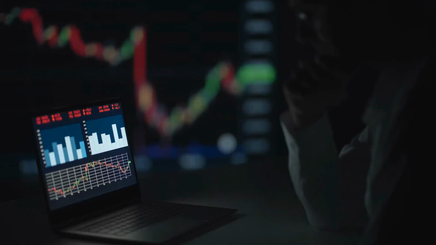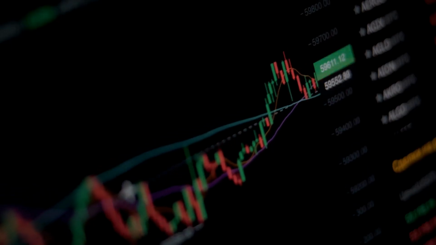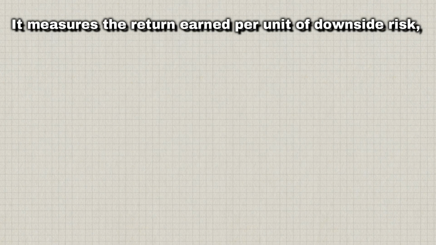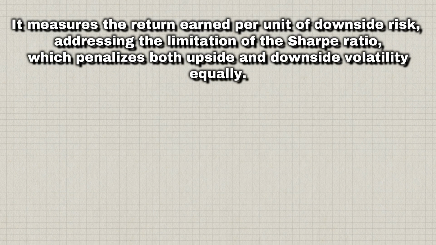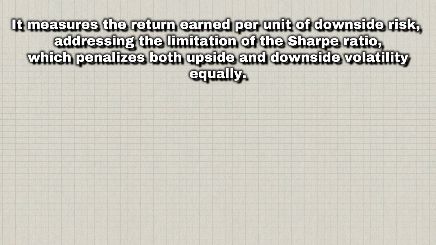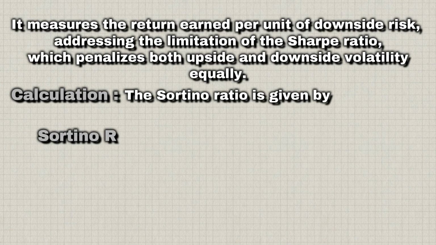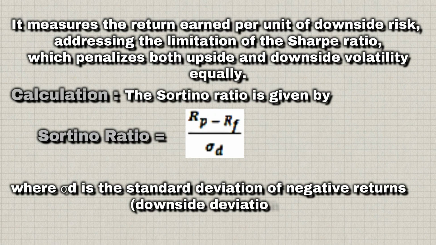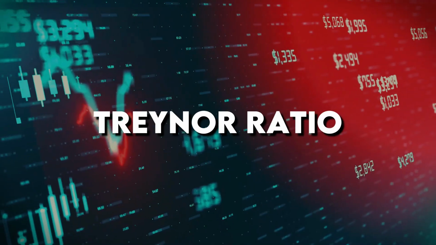Sortino ratio. The Sortino ratio, an enhancement of the Sharpe ratio, focuses specifically on downside risk rather than overall volatility. It measures the return earned per unit of downside risk, addressing the limitation of the Sharpe ratio, which penalizes both upside and downside volatility equally. Calculation. The Sortino ratio is given by Sortino ratio equals (RP minus RF) divided by SD, where SD is the standard deviation of negative returns, downside deviation.